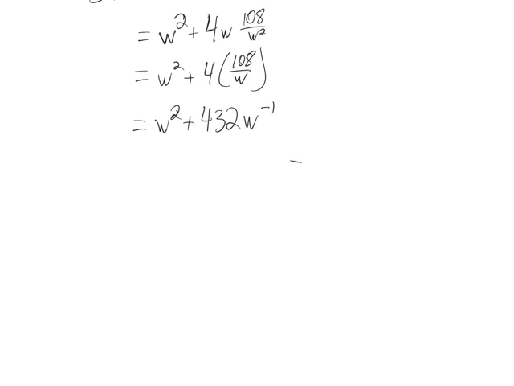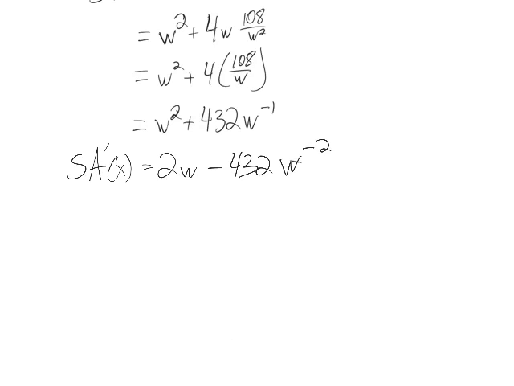So as far as the endpoints are concerned, we don't have any. So we'll have to analyze this a little bit differently. All right, to get our critical values, we take the first derivative of the surface area, which is going to give me 2W minus 432 W to the negative 2.